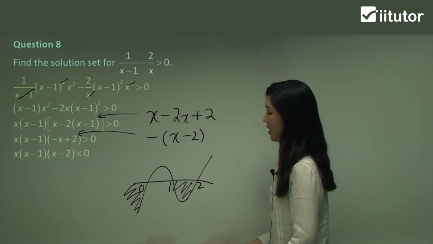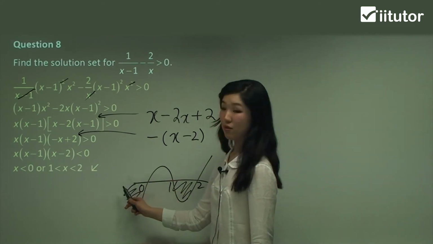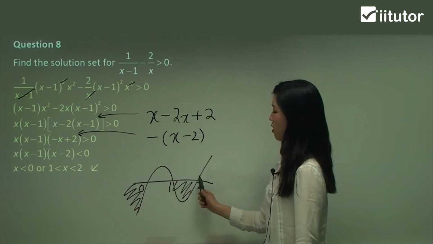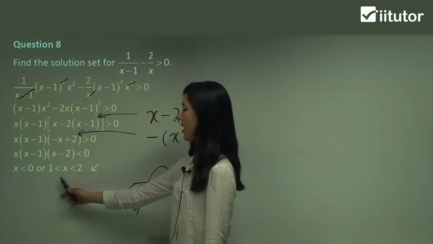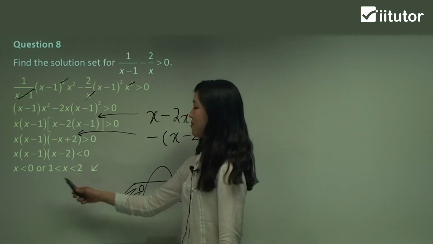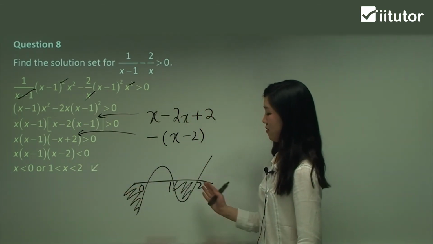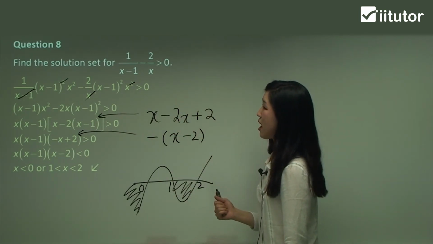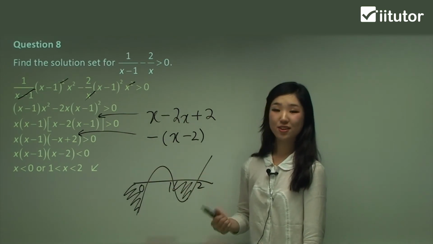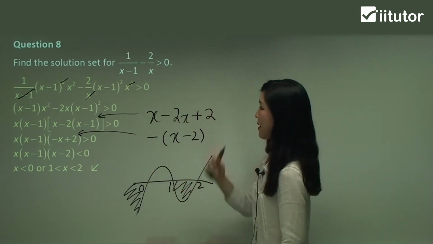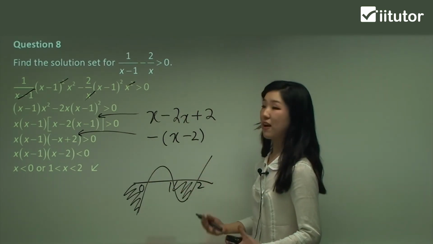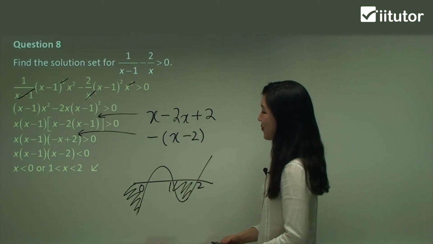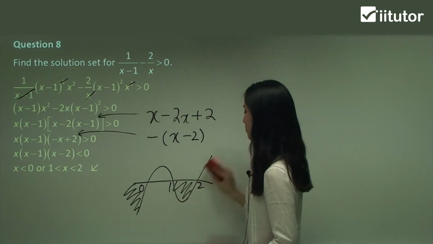It will simply be x is less than 0 or x is between 1 and 2. So x is greater than 1 and less than 2. Both of them satisfy this region, okay? Because there's no restrictions for this question, that's our final solution. But do always check back to the original question to check if you've actually answered the question, okay? So that's basically it. It's actually pretty simple.